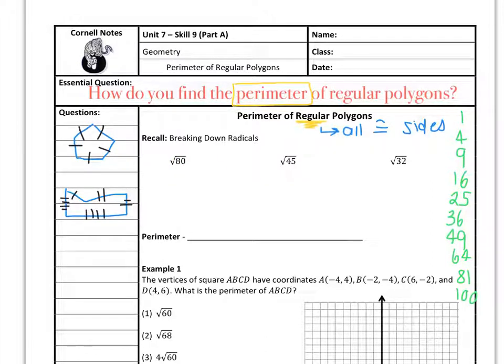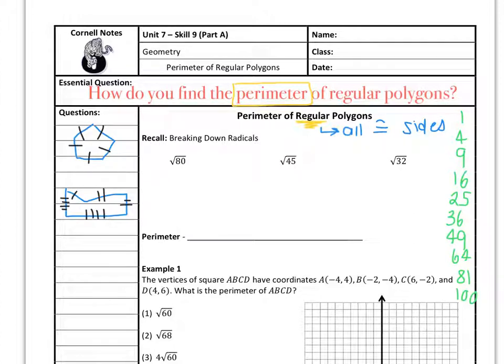So if I'm thinking about 80 here, and I look at this list and I say, okay, 80 definitely cannot be divided by 64 nicely, 49 is not going to work, 36 isn't going to work, 25 is not going to work, but what about 16? So if I do 80 divided by 16 in my calculator, I get 5. So that means it works evenly.